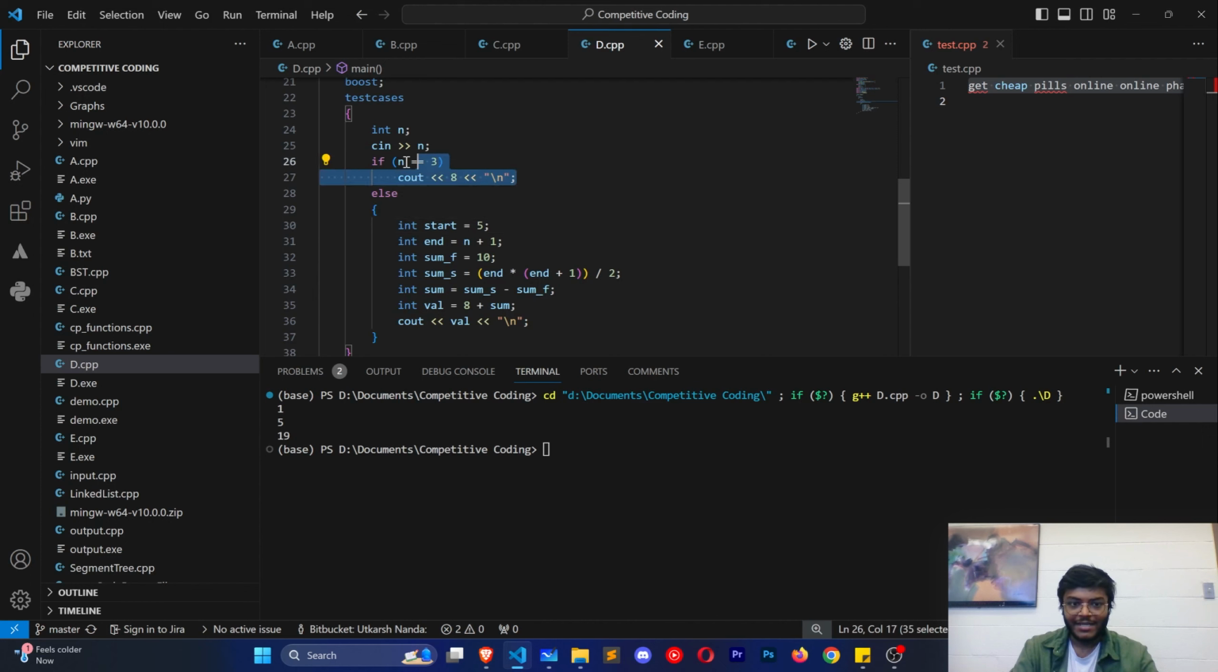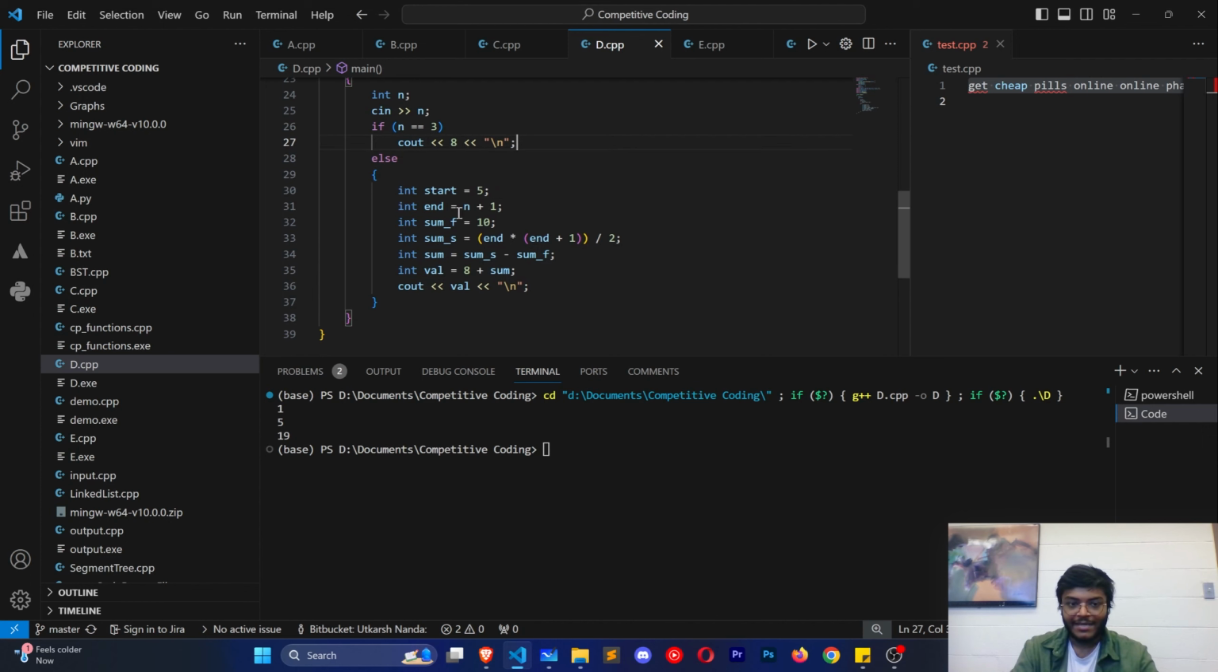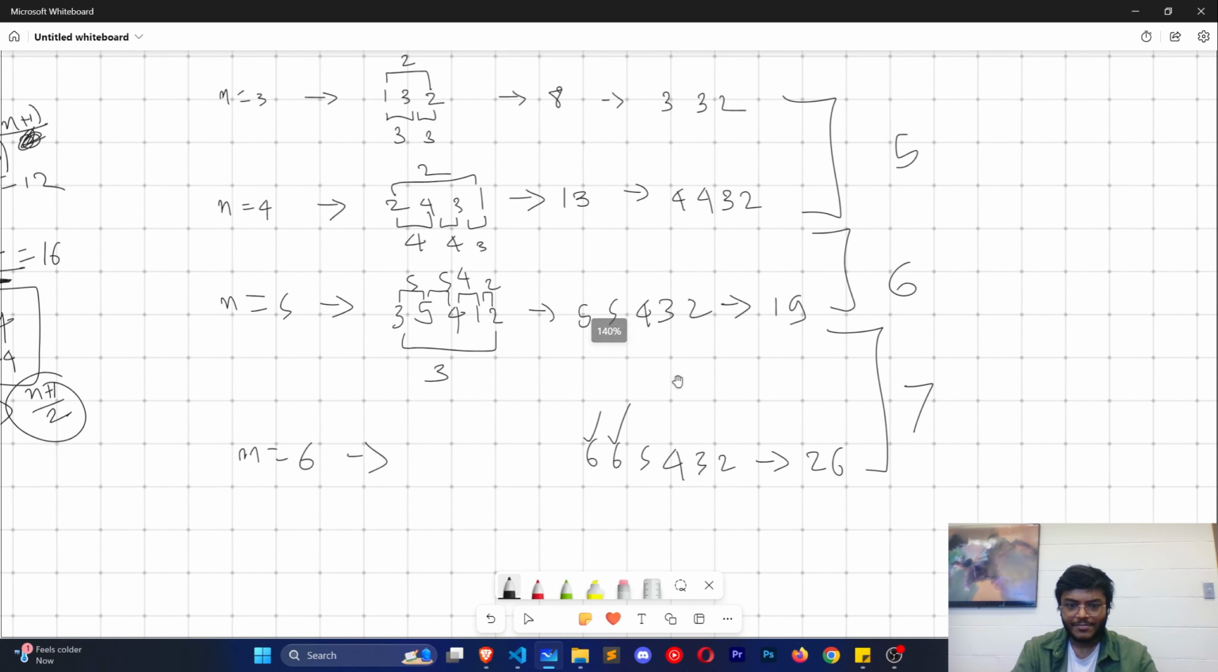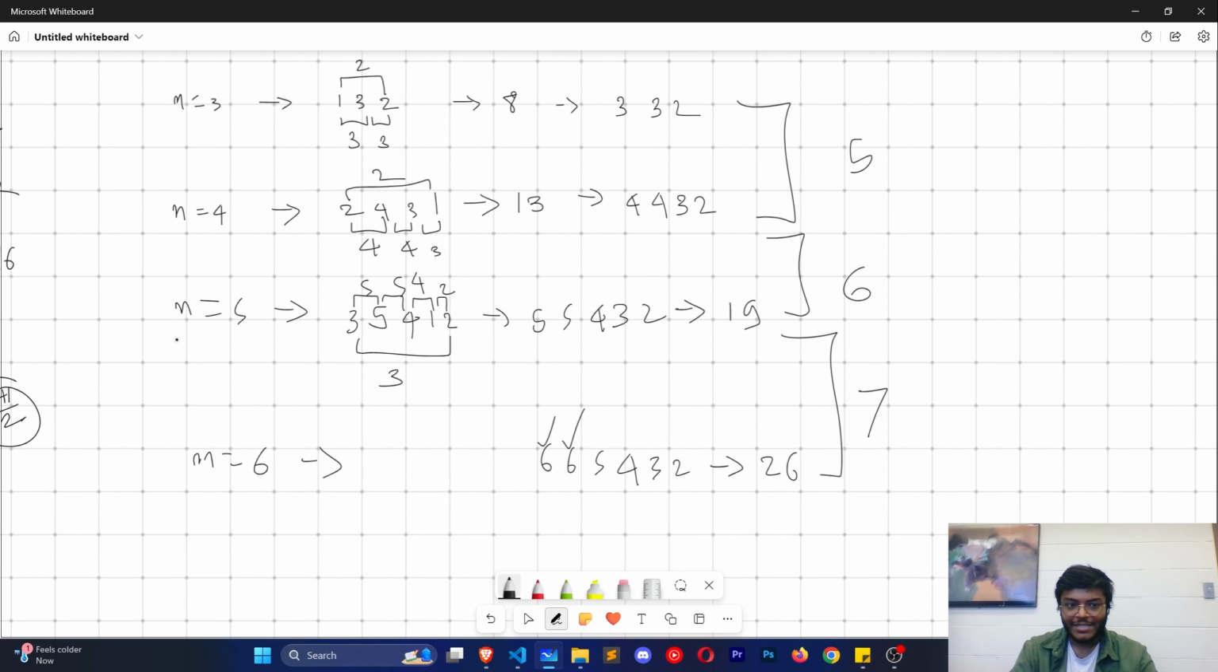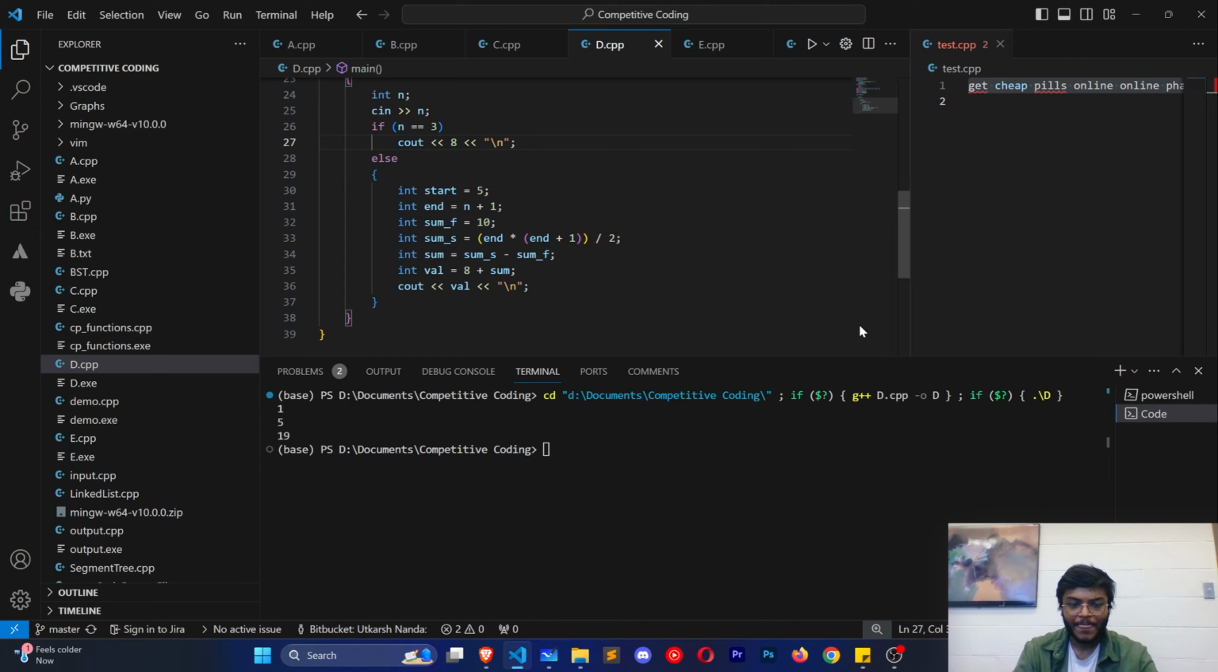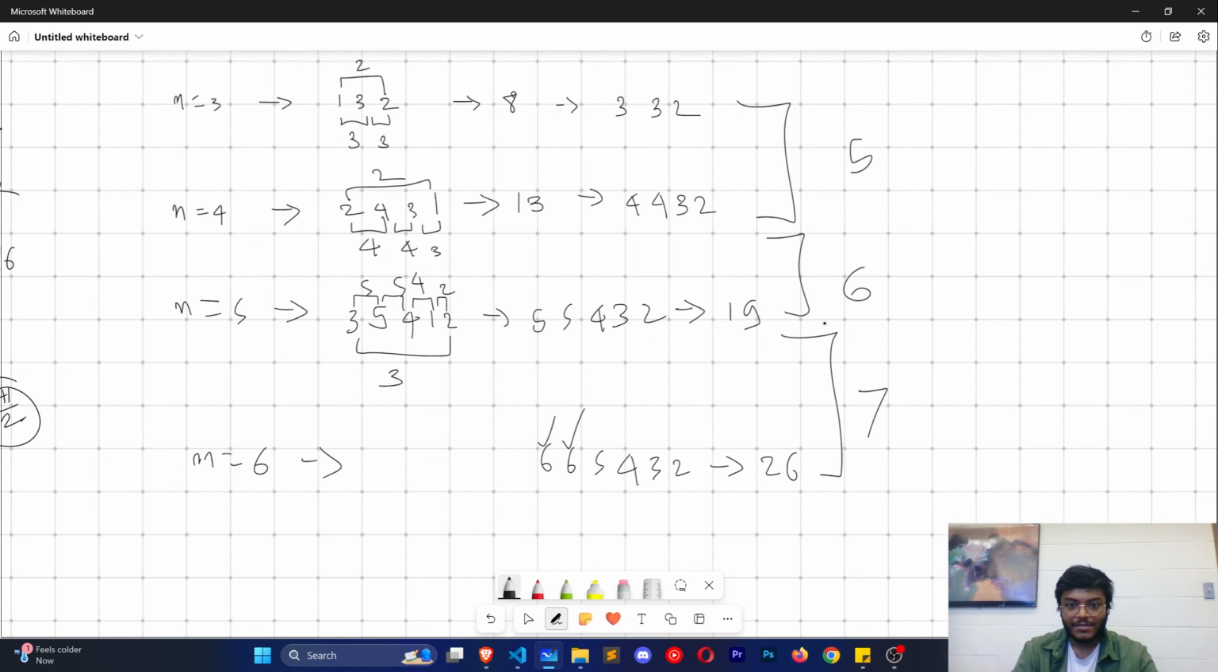So if n is equal to 3, I straight away output 8, and else you can see that if n is equal to 5, let's say, then what do we do? This is basically 8 plus 0. This is 8 plus 5. This is 8 plus 11. This is 8 plus 18.